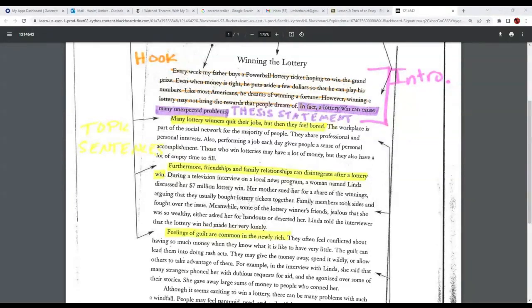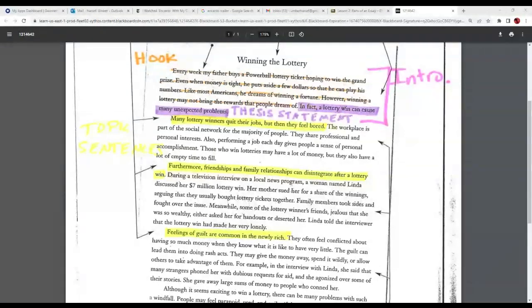They're telling the problems that they came into. Very good. So the thesis statement told us that this essay is going to be about the unexpected problems that a person has when they win the lottery. So Patricia, what is that first unexpected problem? They quit their jobs, and then they find out that they're bored because they quit the job.